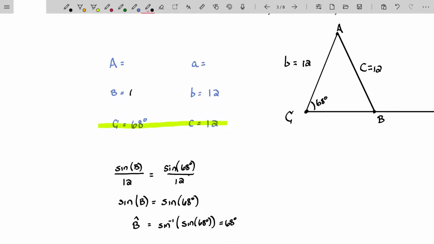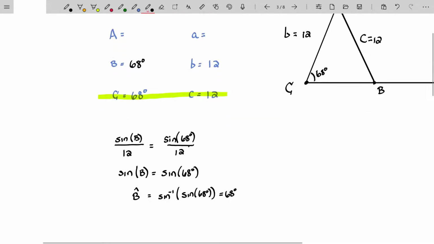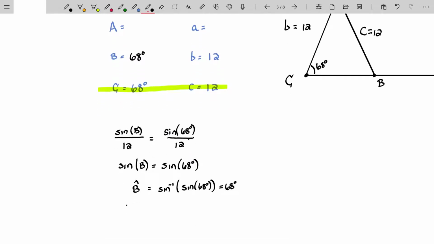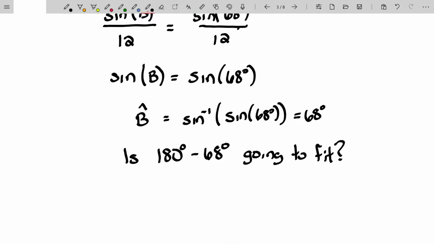And then you would ask, so let me fill this in, 68 degrees. We know that's 68 degrees. We would have known that just because the side lengths are the same, but don't worry about that. Then we ask, is 180 degrees minus 68 going to fit? So would that have fit in the original triangle? Well, I'll tell you right now it won't, but let's go ahead and do the mathematics here. 180 minus 68, that's 112 degrees.